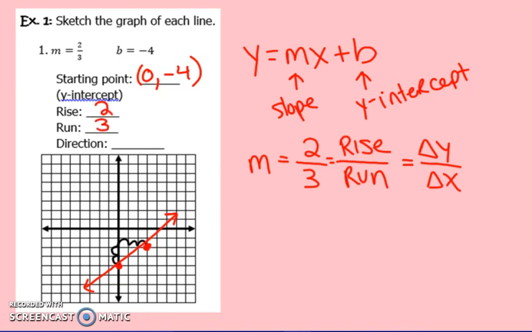Now, as far as direction goes, if we have 2 positive numbers, that means our graph is going in the positive direction from our y-intercept. You will see later on there can also be negatives. That means we are going to either have to count down or count to the left, depending on where our negative is.